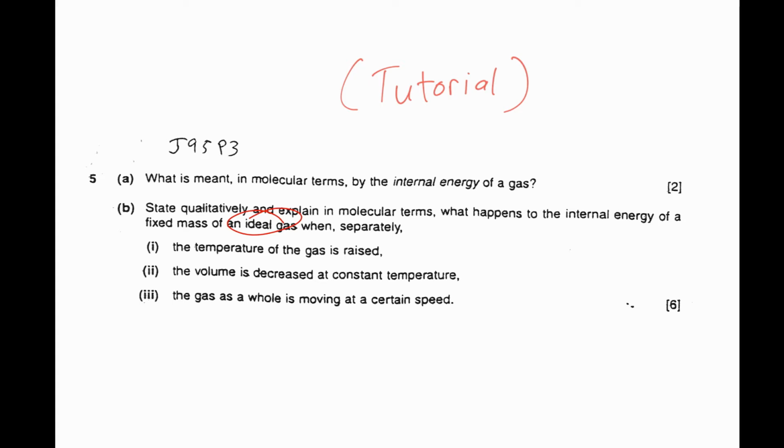And part 3, the gas as a whole is moving at a certain speed. What they're trying to say is, at first your gas probably is in a container, which is stationary. Then you take that container of gas and you start moving it. So when you move it, does it mean that now it gains KE? So the thing is, when you talk about internal energy, we always talk about microscopic, or the energy of the molecules. So we are not concerned about the gas as a whole. Rather, we are talking about the molecules within that container.